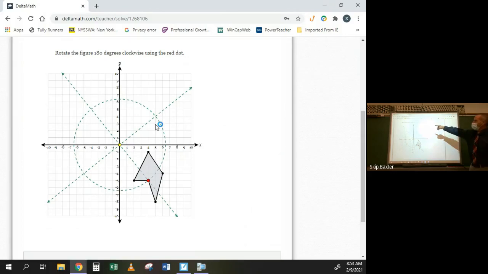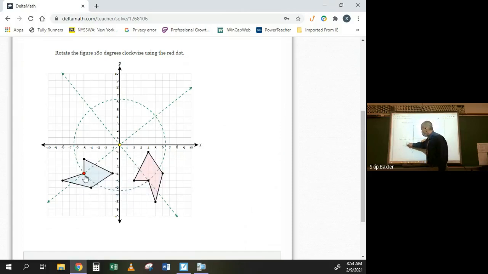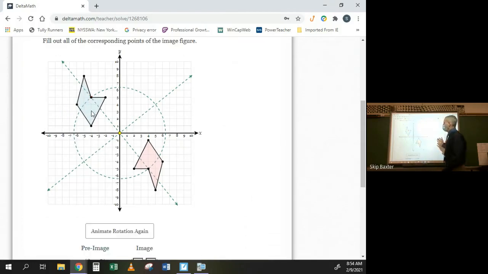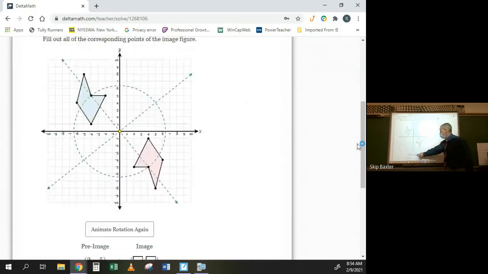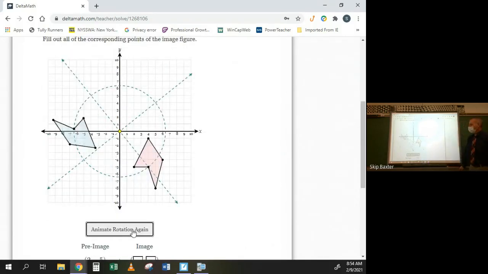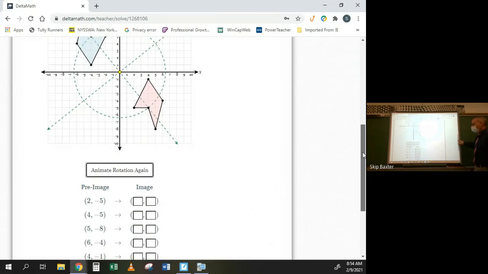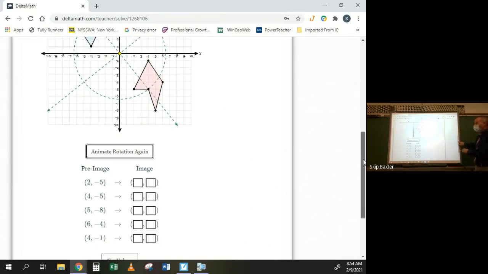Then it says rotate the figure 180 degrees clockwise using the red dot. So using this red dot, I want to rotate 180 degrees. That's 2 quarter turns, right? So starting here, that's 90 degrees clockwise. That's 180 degrees clockwise. Just like that. Then you can animate it if you want, so you can see exactly what's happening. Then the last part of this is they want you to give the image of each of the points that you have.